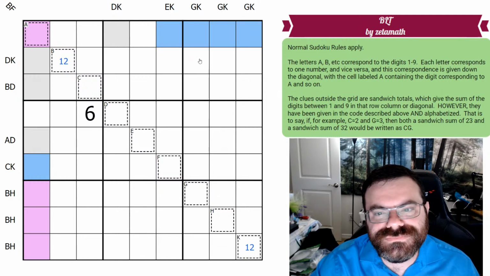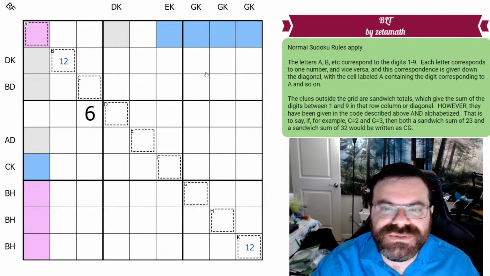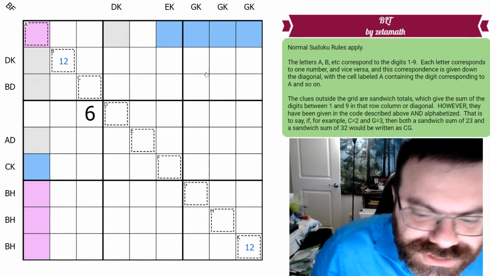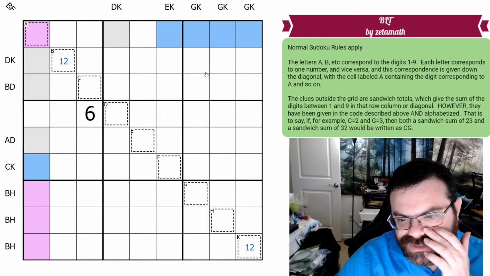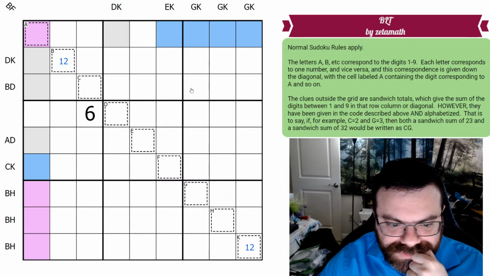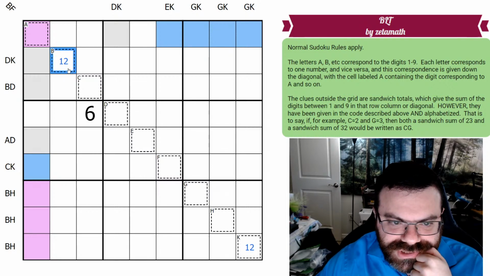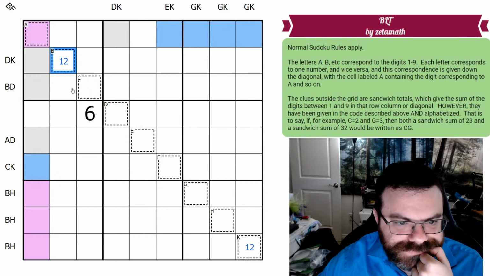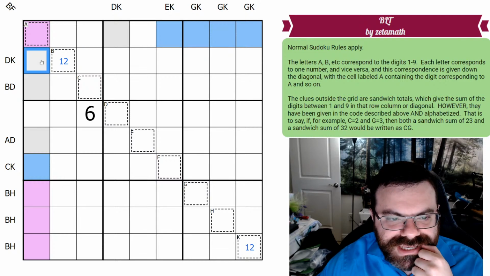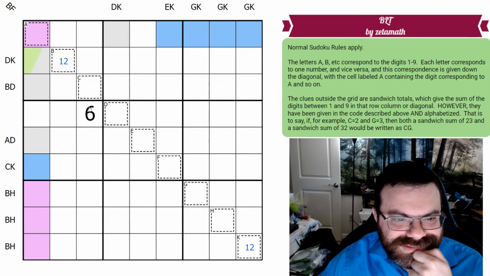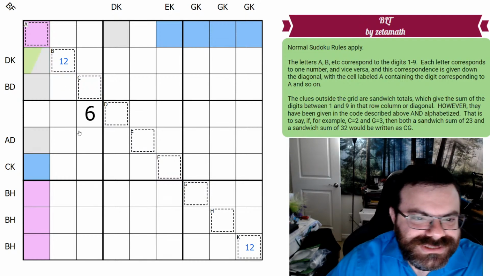How does that work then? Oh, it just means we can go up to 27. Doesn't mean we must. One of them must be in the 20s, though. And the other's in the 10s. Okay. I guess that's almost nothing. One of these is a sandwich start or end. So I guess what I could do is marking green there. That can't be the 1 or 9. So otherwise DK would be 0.